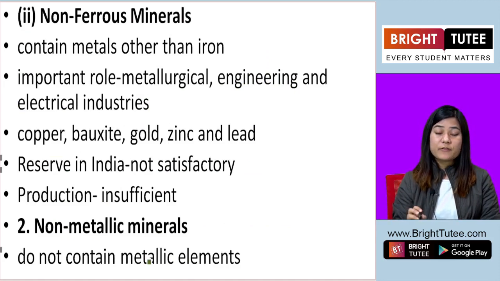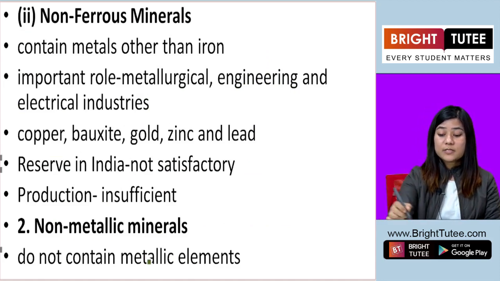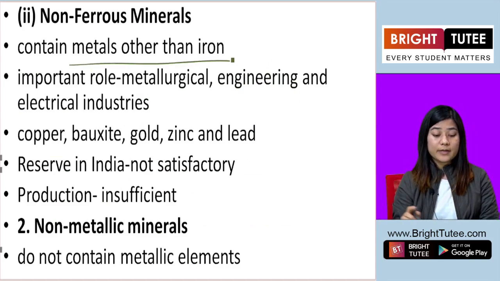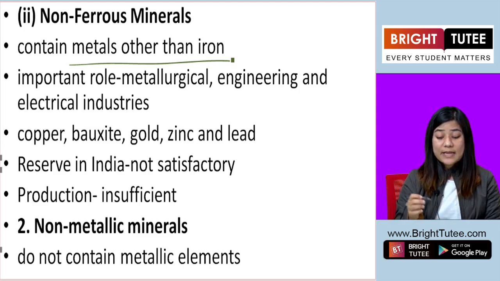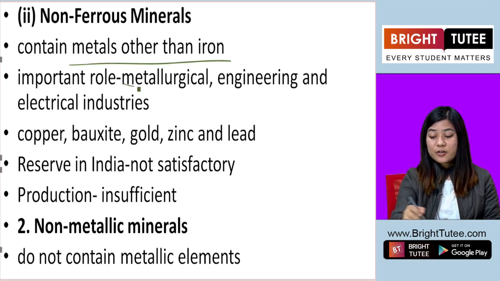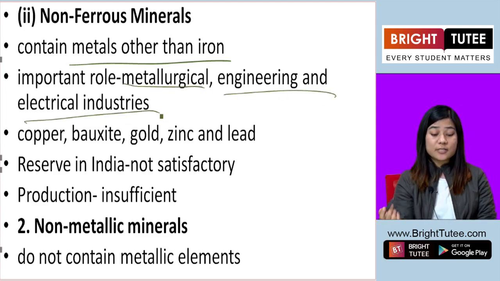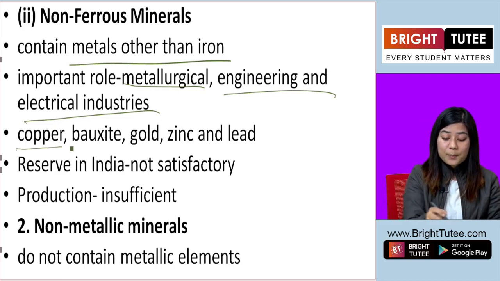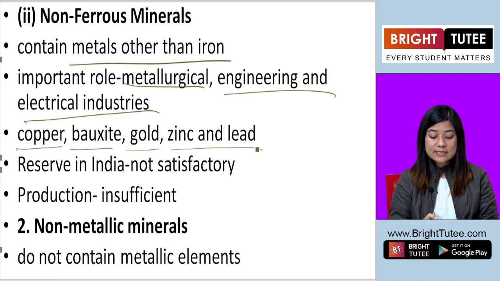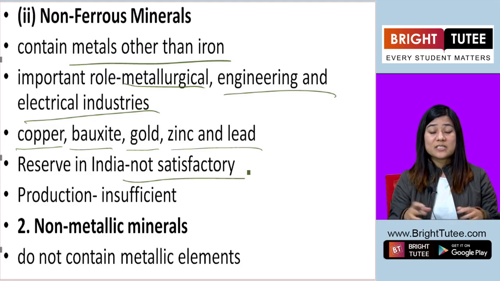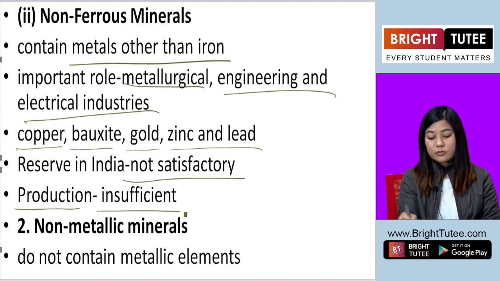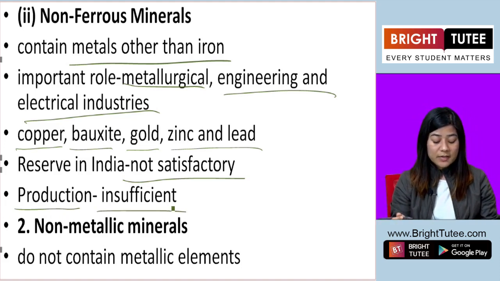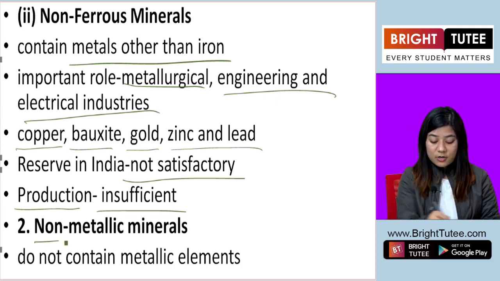Now, what are non-ferrous minerals? Non-ferrous minerals are those minerals that contain metals other than iron. Okay. So, basically, these minerals do not contain iron. They play important role in the metallurgical, engineering and electrical industries. Some of the examples are copper, bauxite, gold, zinc and lead. The reserve of non-ferrous minerals in India is not satisfactory. That means it is not available in India in plentiful, and its production therefore is also insufficient. Okay.